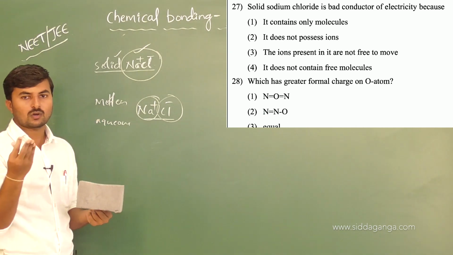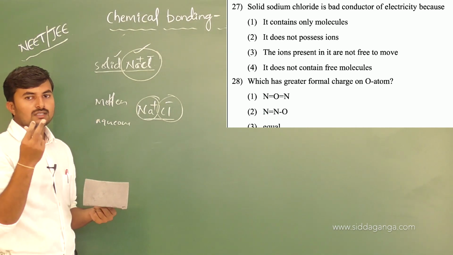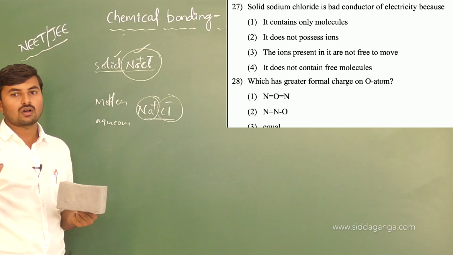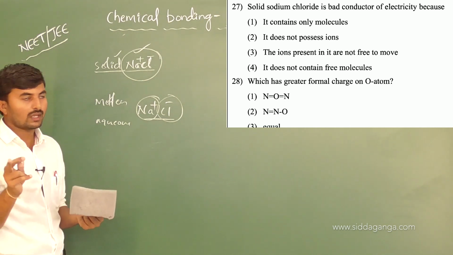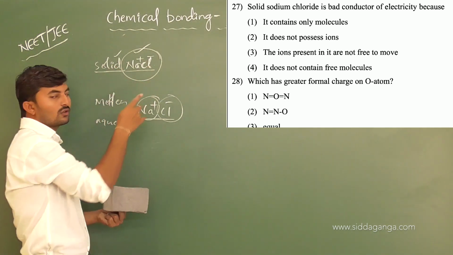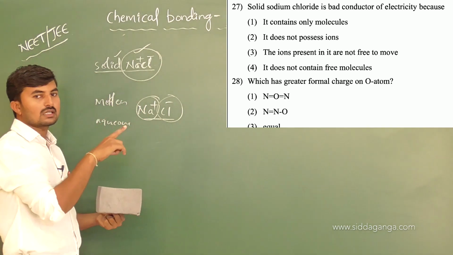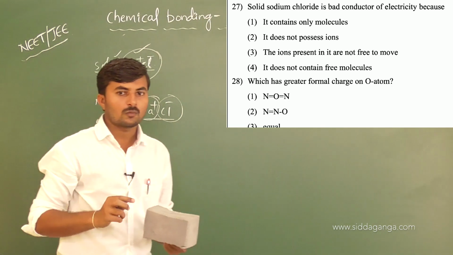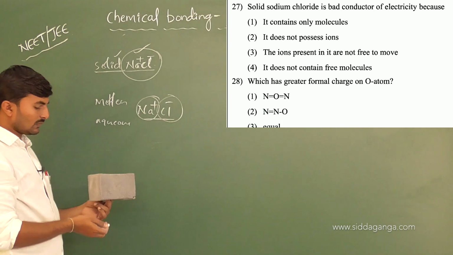Okay, which will be the correct option here? The third one, that is, the ions present in it are not free to move. Okay, the ions in it are not free to move. That is why they do not conduct electricity. Okay, option third will be the right one.